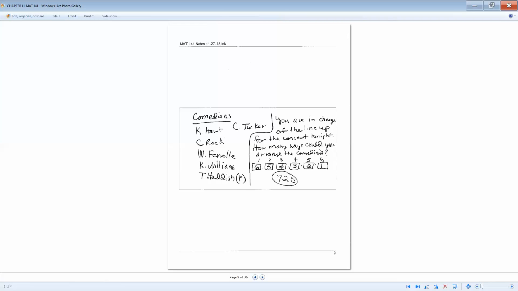So this is a form of permutation. So you have 6 slots, 1 through 6. So each box represents one of your slots. So just like before when we were dealing with telephone numbers and the cars, when you look at your slot, how many choices do you have for each slot? Well, in the first box, first slot, I have 6 comedians to choose from.